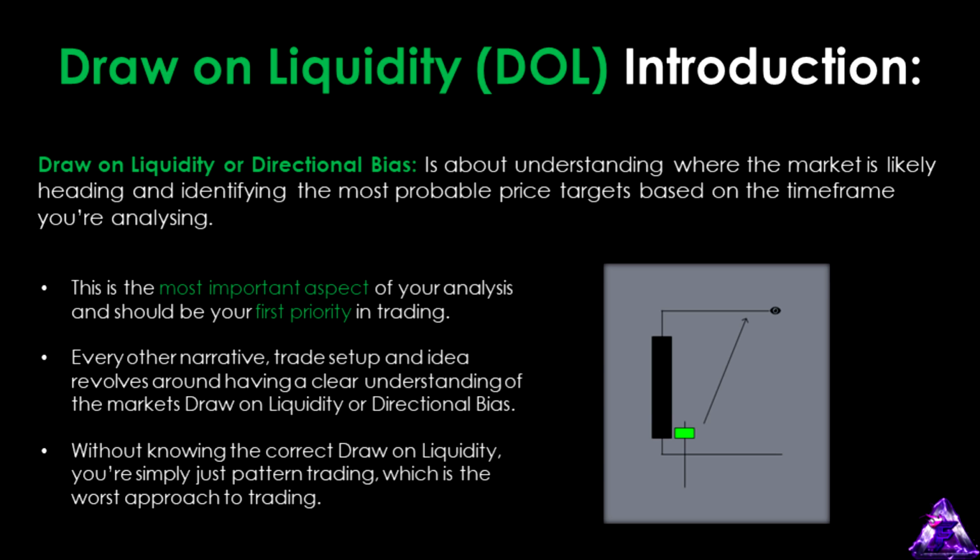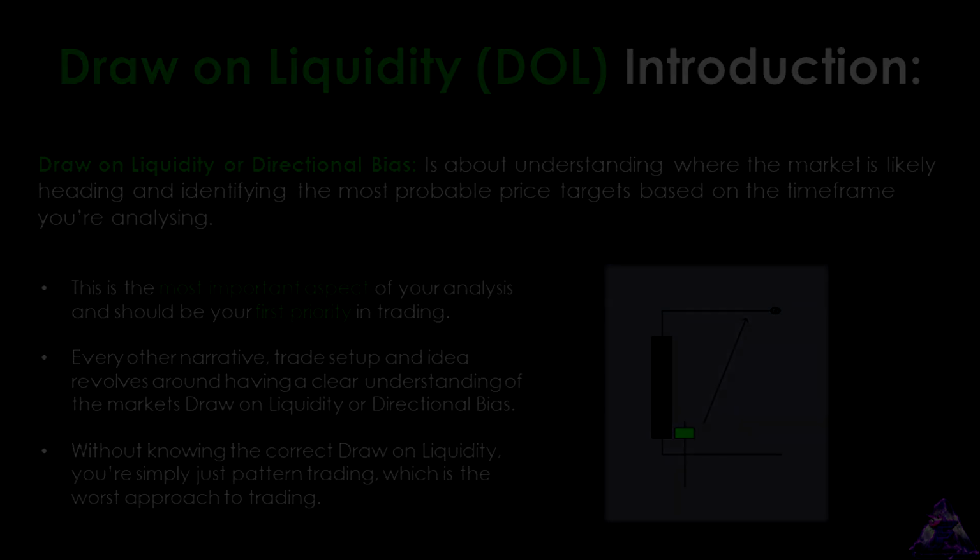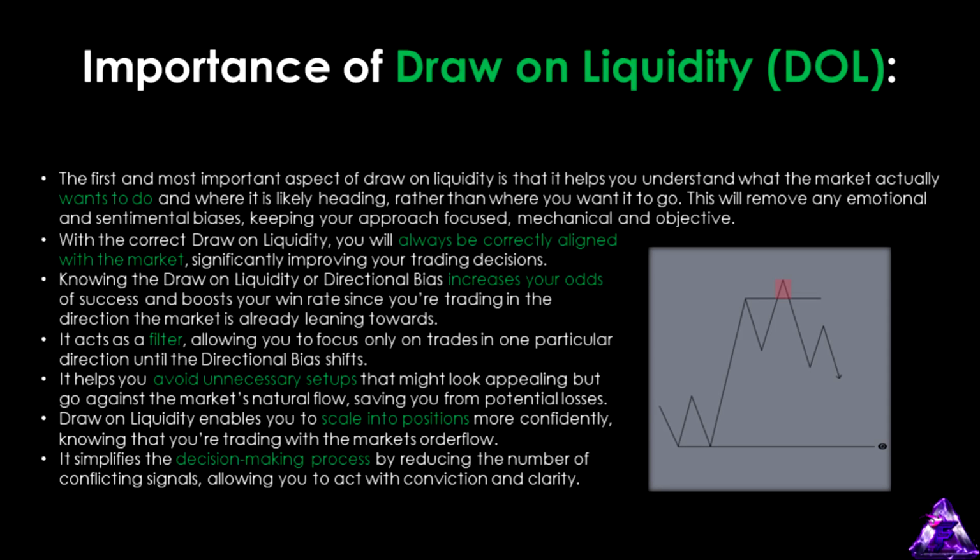Narrative building and entry models are all based on having a clear directional bias and a defined draw on liquidity. Without draw on liquidity, these approaches become redundant and ineffective. Without a clear directional bias, you're essentially pattern trading, which is not a recommended approach and should be avoided in your trading strategy. Moving on to the next slide, let's discuss the importance of having a clear directional bias and understanding where the market's draw on liquidity lies.